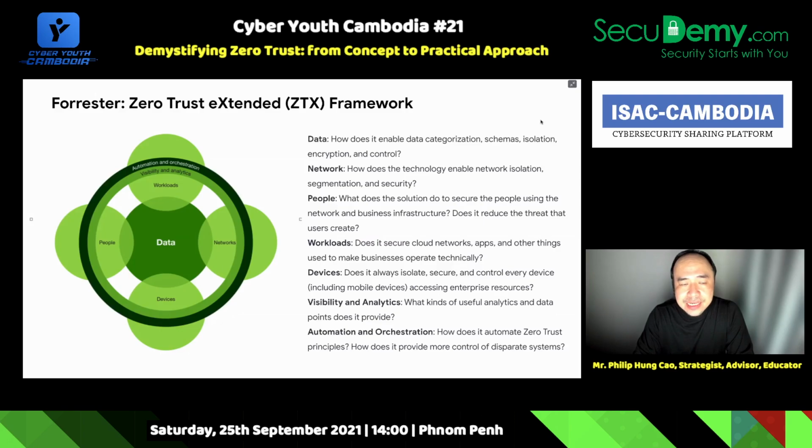And the next are the last two circles you see on the right. Another circle, we call it visibility and analytics. The way visibility and analytics works is that it will try to get all the visibility across the five pillars. You need to have both things at the same time: the broad visibility plus the deep visibility, across the pillars. Which means you need to see what the people are doing.